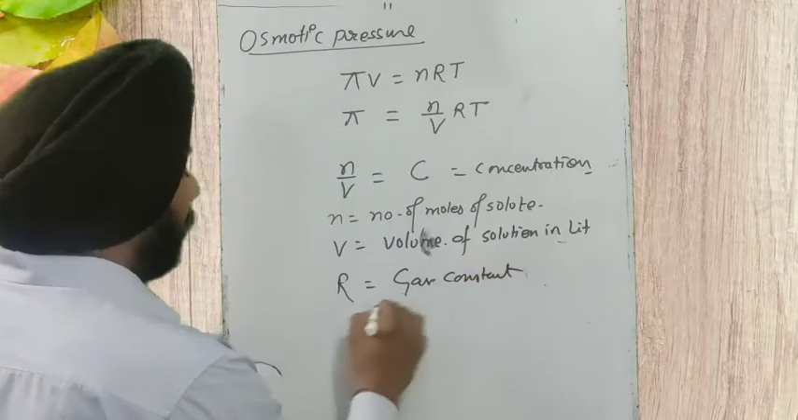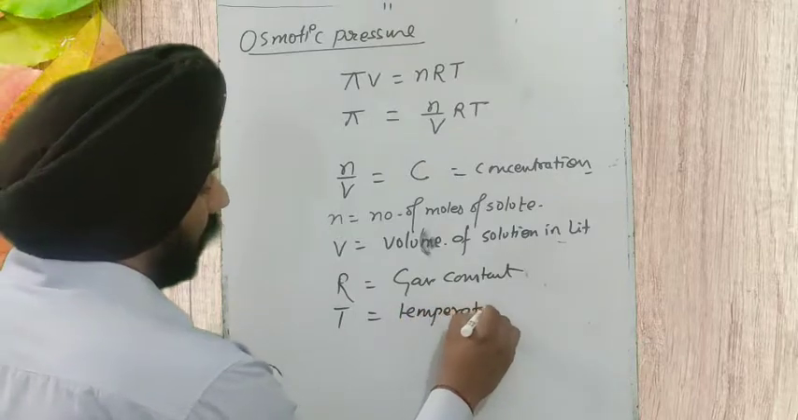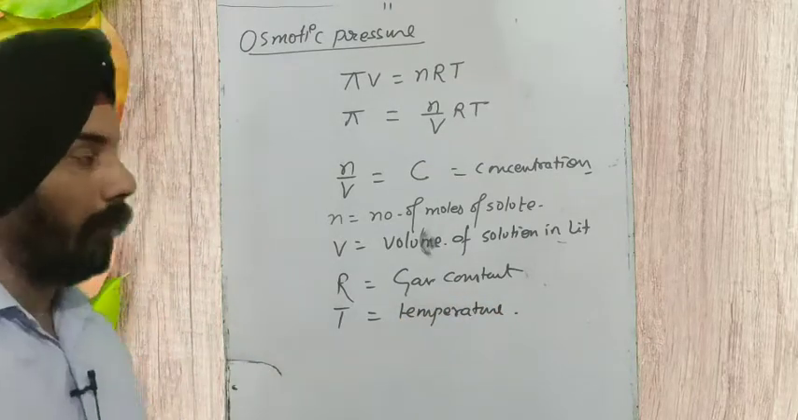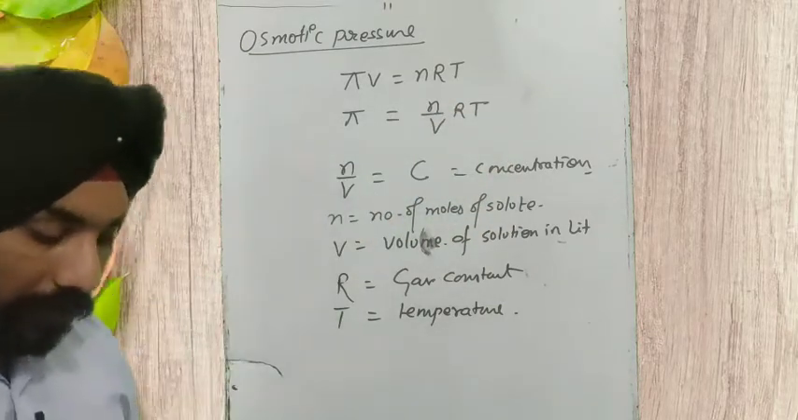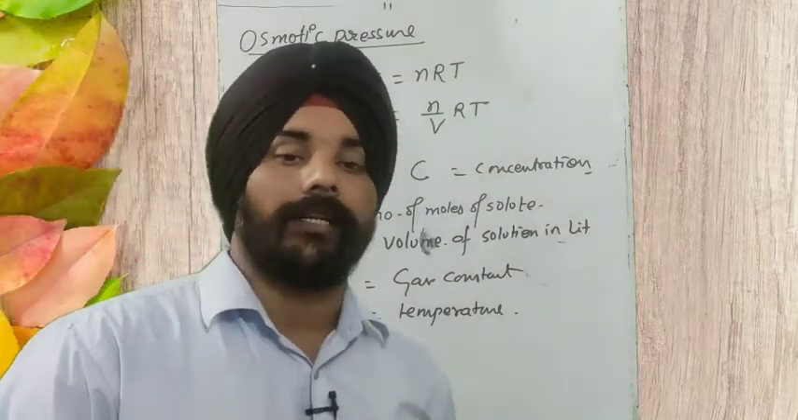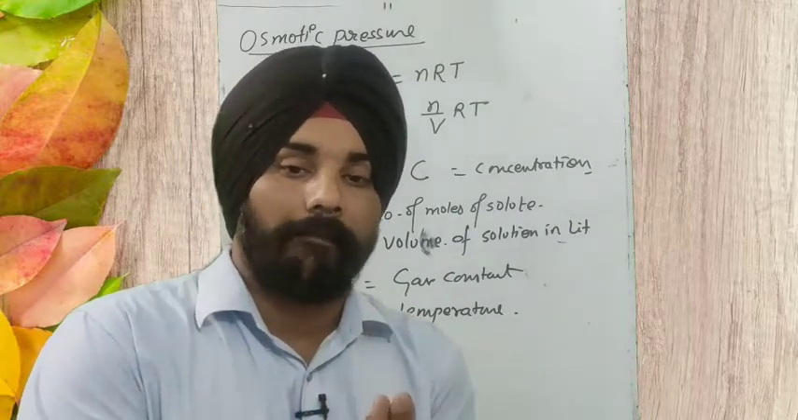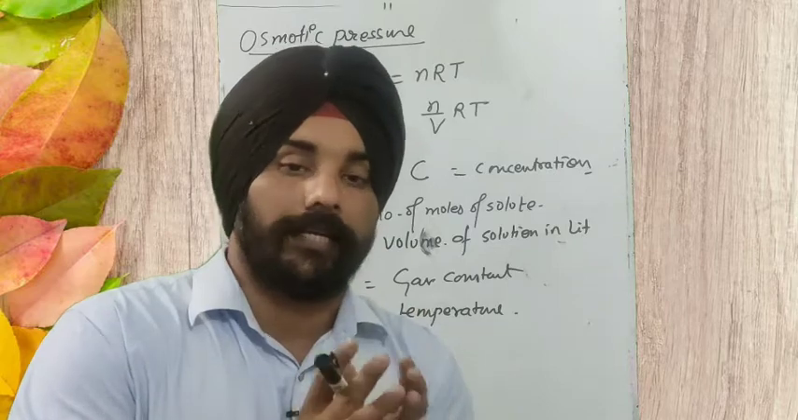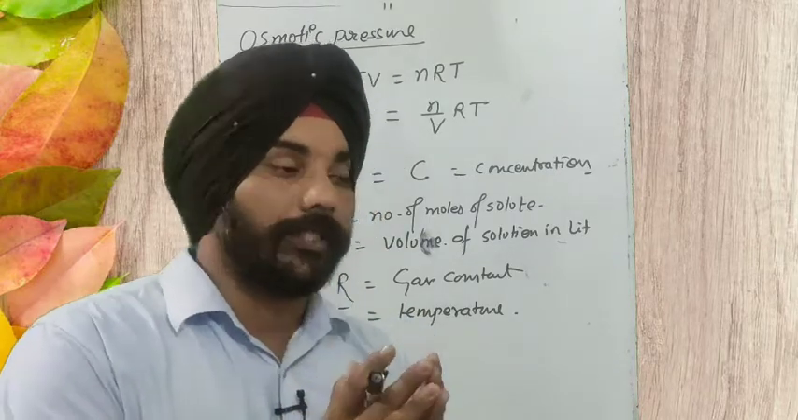Okay, and T is the temperature in Kelvin. I have not told you the importance of temperature. When we are measuring the osmotic pressure, the temperature must be constant. The temperature must be constant, it is not going to be changed.